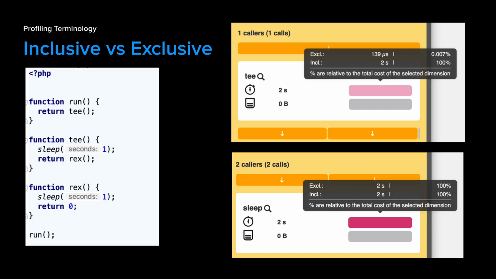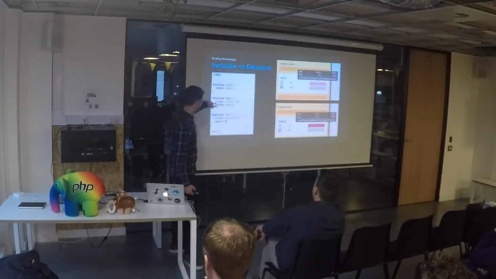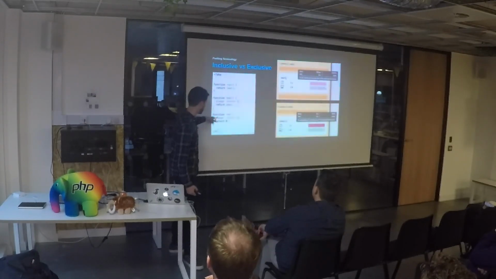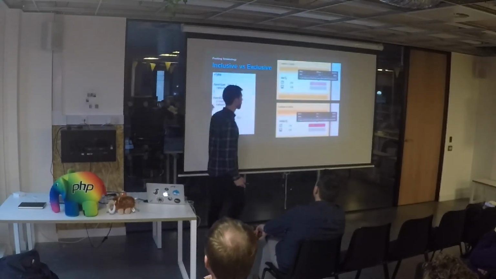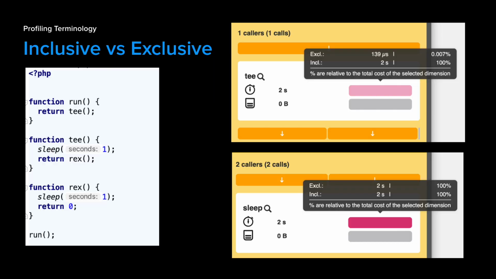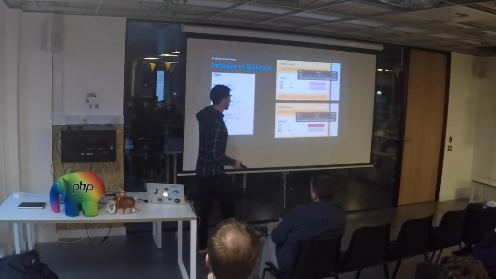So hopefully this example might help explain that a little bit more. So we've got a silly piece of code here. We're calling T, which sleeps for a second, and then we're running Rex, which also sleeps for a second and just returns that. So over on the right-hand side, we've got the trace from T. So it has an inclusive time of 2 seconds. So we entered it, and 2 seconds later, we exited it.